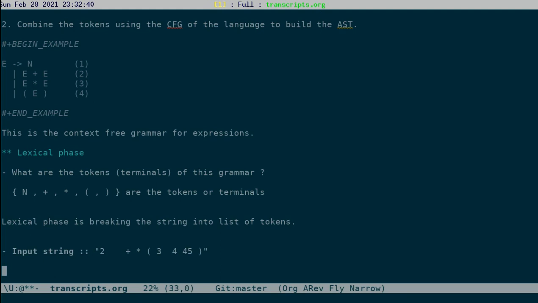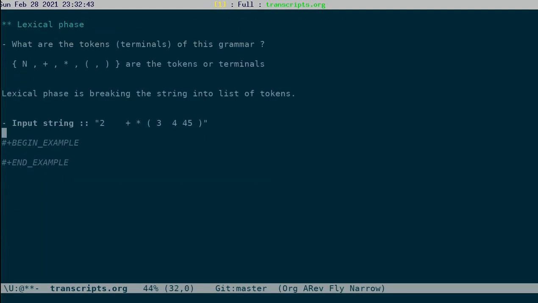So what happens to this input string in the lexical phase? First you see 2, so that is an n. Then some spaces, ignore them. Then you see plus, then you see star, these are tokens. Then you have left parenthesis. Then you see another n, then another n that corresponds to 4. Then another n, and then you see a bracket, and then end of input. This is how the lexical phase looks.